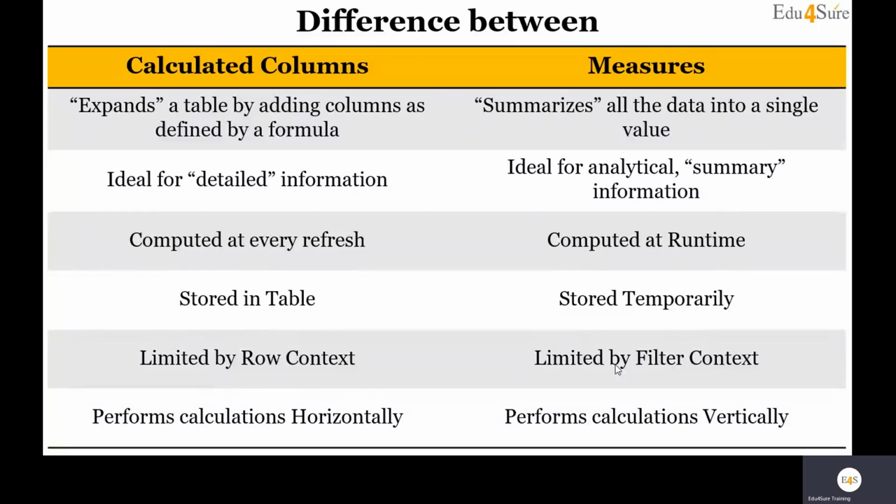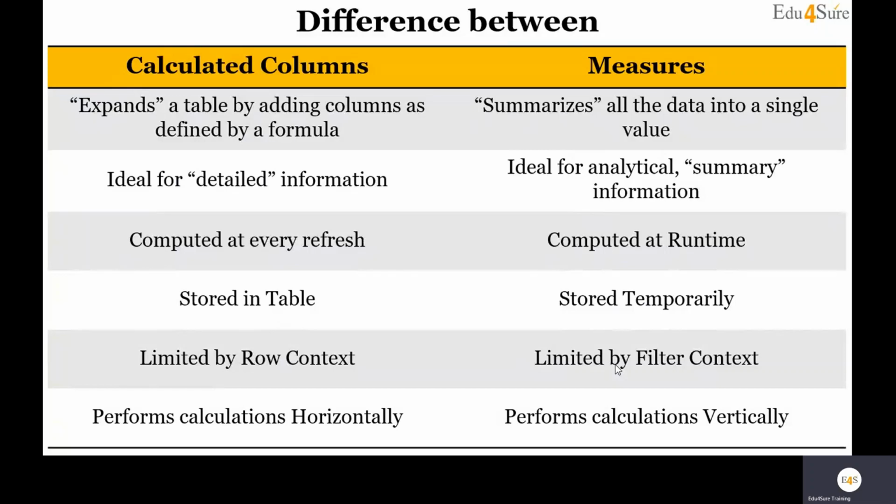Now we want to calculate the cost. How will you do that? We will simply deduct profit from revenue. So the new column would be sales minus profit, or revenue minus profit. This new column, which is called cost, is an additional column in the table. So this is called a calculated column because it is expanding your table by adding a column as defined by a formula. Simple, right?